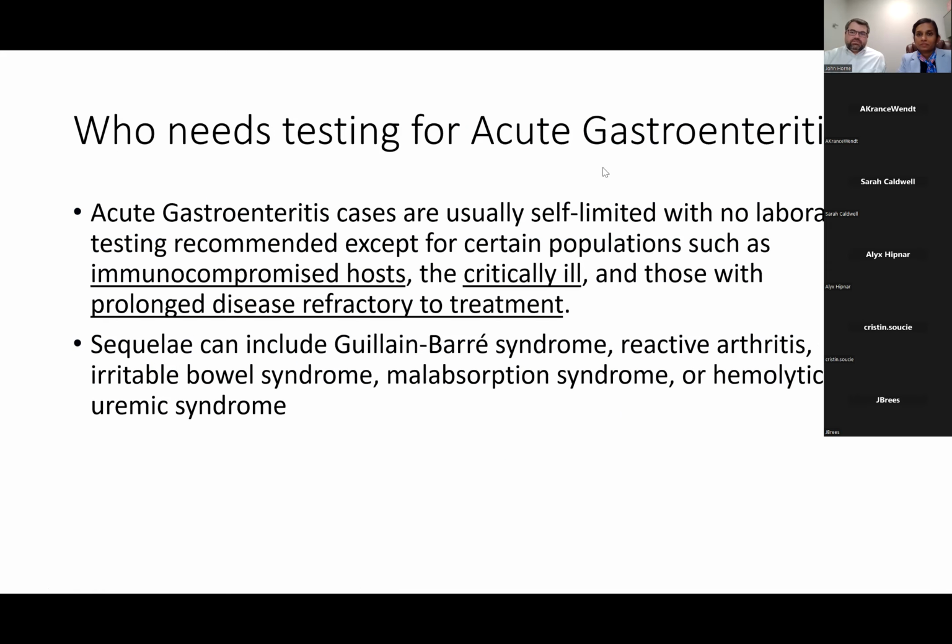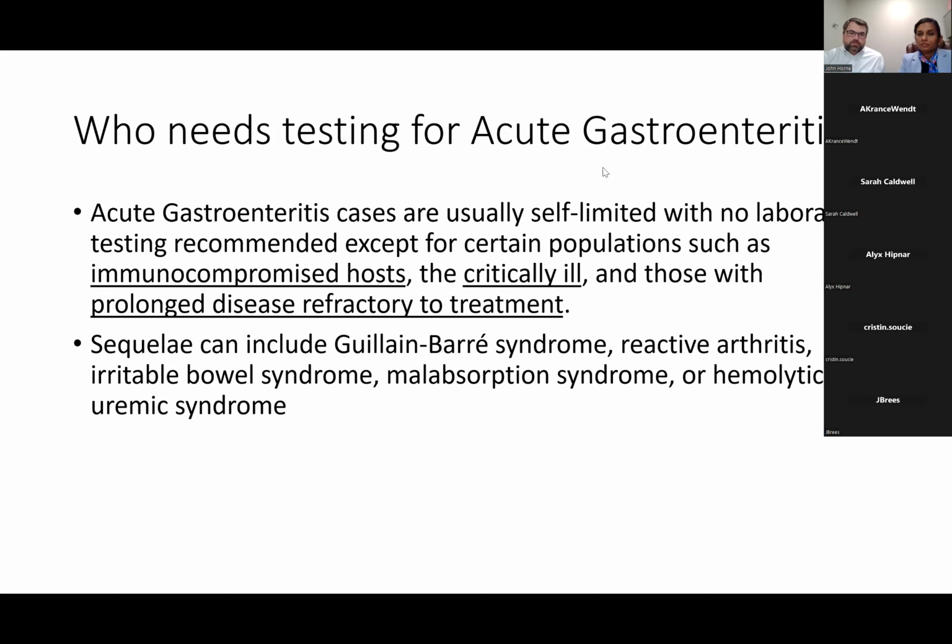So who needs testing? We're saying there are some times when it's not too helpful, but there are some times when it can be very helpful. In acute gastroenteritis cases, it's usually self-limited, but in certain populations like immunocompromised hosts, those may be transplant patients, chemotherapy, cancer, or patients on monoclonal antibodies, and so immunocompromised or critically ill. Critically ill patients need to figure things out right away. And those with prolonged disease refractory to treatment.